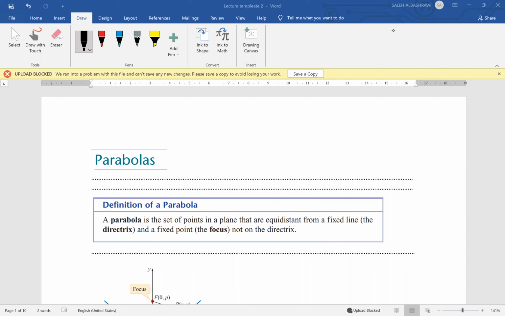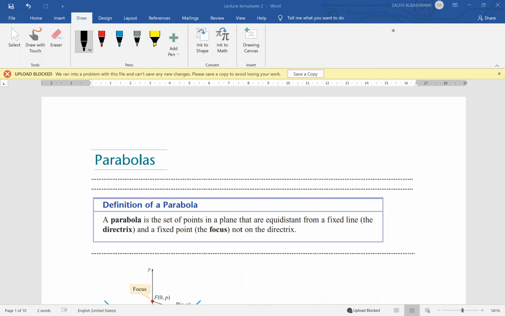Today we are going to speak about parabolas. Start with the definition of the parabola. This is the shape of a quadratic equation or quadratic function, x squared equals 4by or y squared equals 4bx, as the general form of the equation. But let's start with the definition of the parabola.